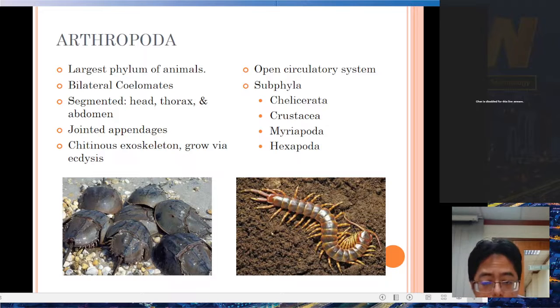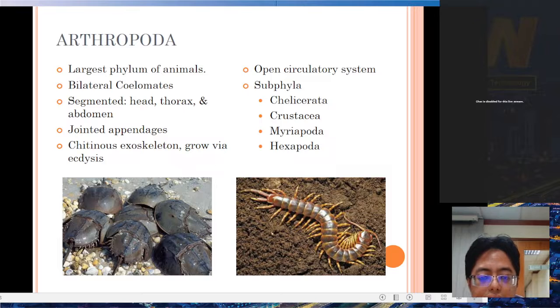So the skeleton makes up the armor outside of the body, okay, they are chitinous. They are made out of chitin, and they grow via ecdysis, meaning that they have to change their skin. They have to get out of the old skin and then breathe in, and then let the new skin regrow on the body. So that's what's called ecdysis. They have an open circulatory system, in which all of the fluids are mixed together in the body.